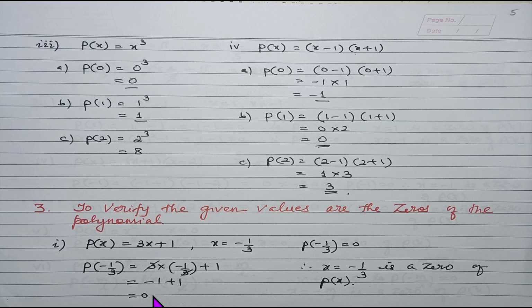The value of the polynomial becomes 0, and therefore x is equal to minus 1 by 3 is the 0 of this polynomial. The meaning is very simple. The definition of 0 of a polynomial is the value of the variable which makes the value of the polynomial 0. Here the value of the polynomial is made 0 by putting x is equal to minus 1 by 3. Therefore x is equal to minus 1 by 3 is the 0 of the given polynomial. Now the second one is to find out P of minus 1 by 3, and we find that it is definitely a 0 of the polynomial P of x.